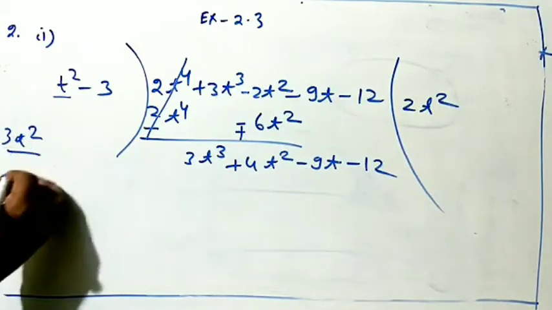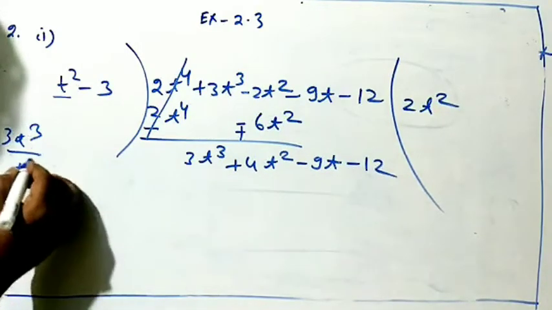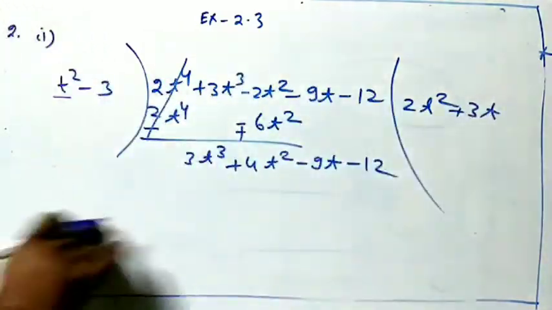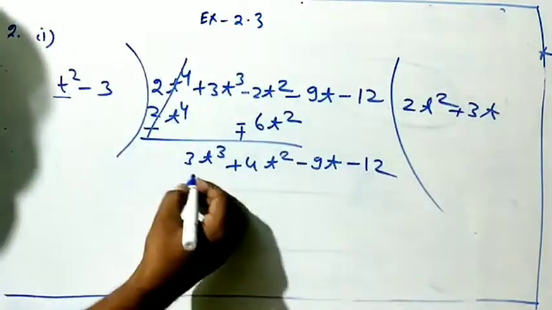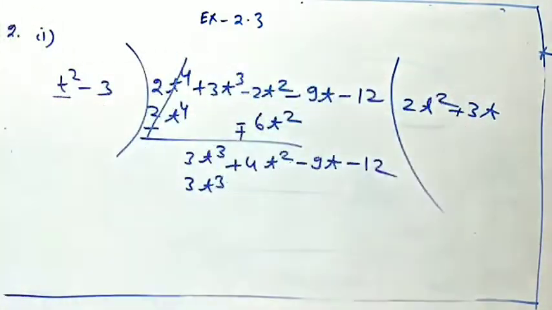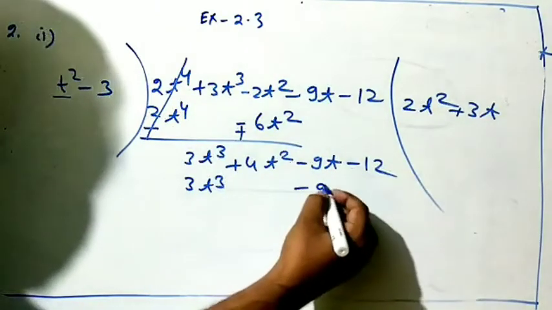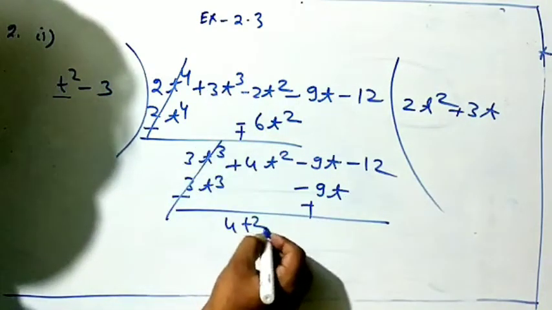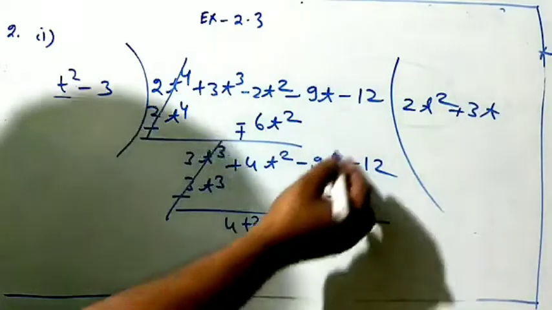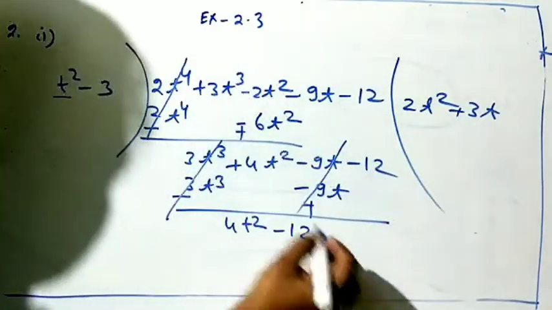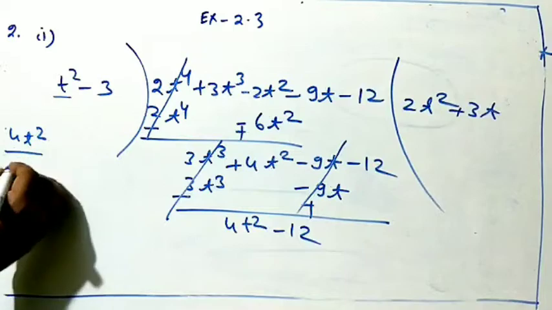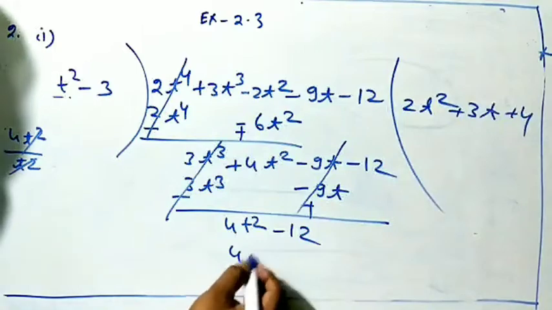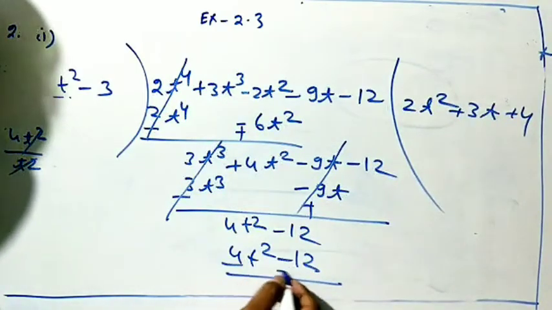3t cube upon t square will be 3t. So plus 3t, multiply all the terms. 3t multiplied by t square is 3t cube. 3t multiplied by minus 3 is minus 9t, it is written here. Minus plus, it will be cancelled. Then 4t square minus 12. 4t square upon t square will be plus 4. 4 multiplied by t square is 4t square, and 4 multiplied by minus 3 is 12. Change the sign, minus plus, cancel.